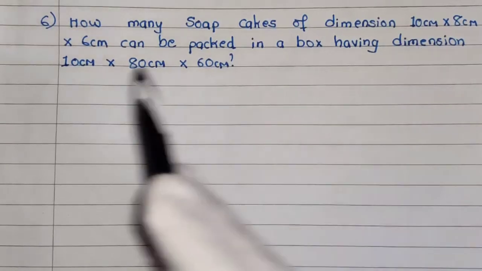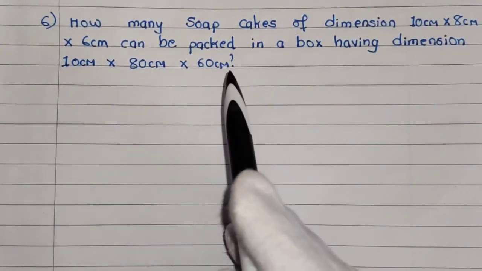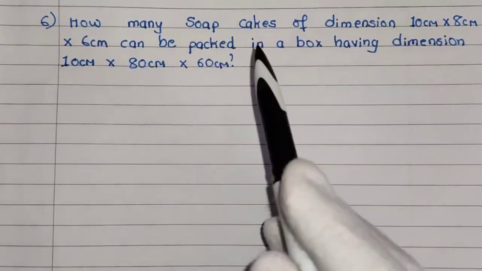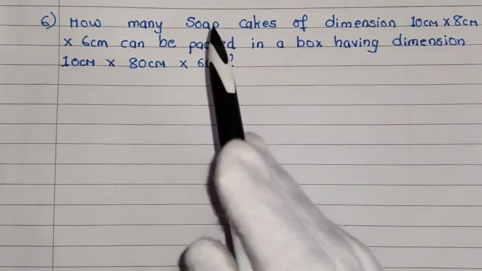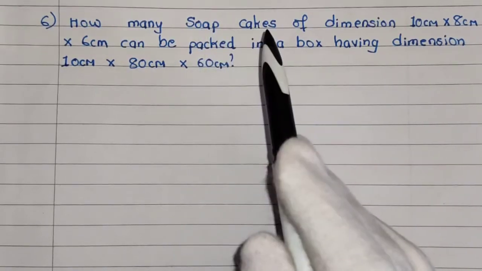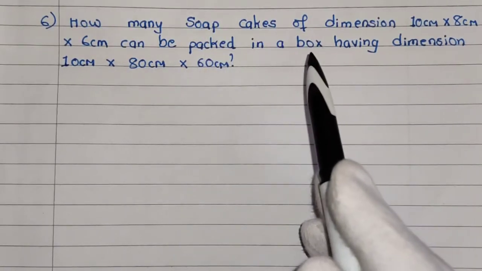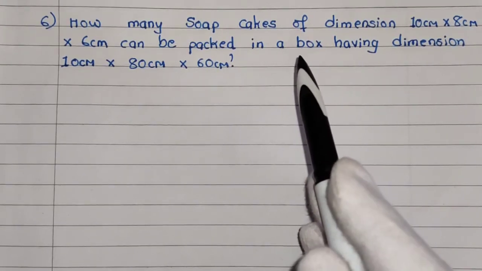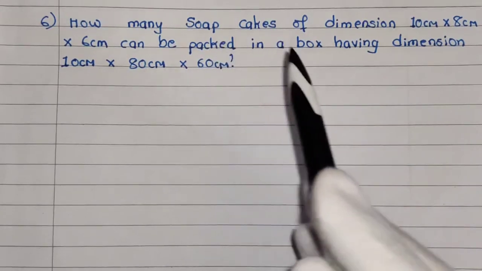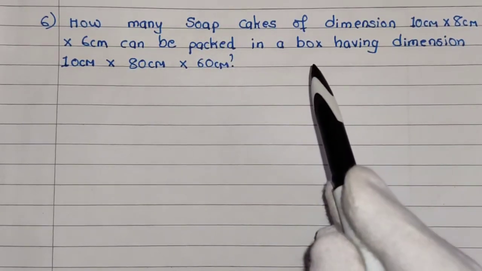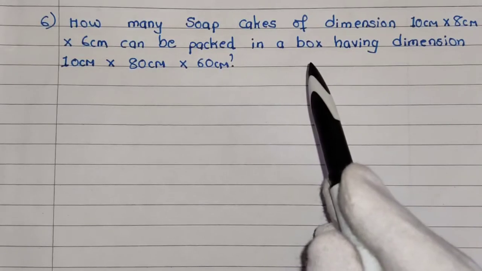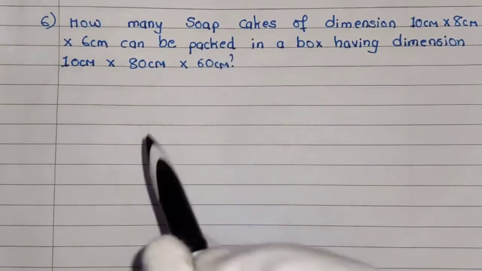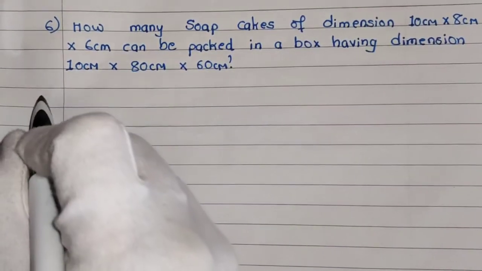And this box is having these dimensions. So what you are going to do, which of the following is having the greater volume? That means, is the soap cake having more volume or will the box have more volume? As you know, the box in which we are going to pack the soap will have a larger area or larger capacity, right? So the box is larger than the soap. So we are going to solve this like this.